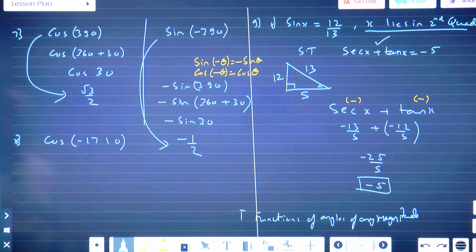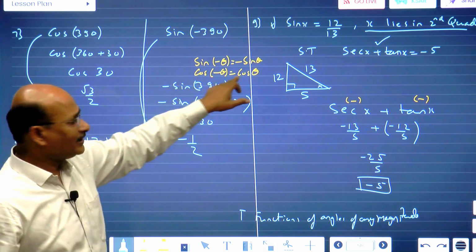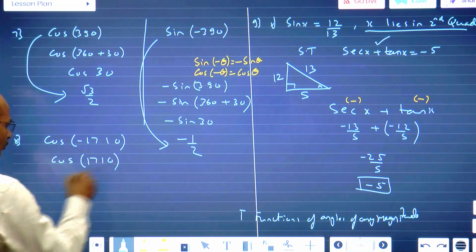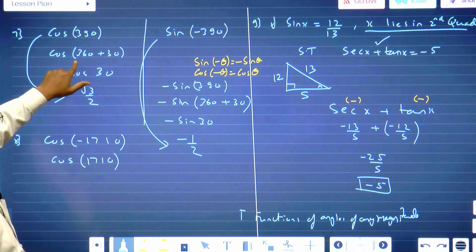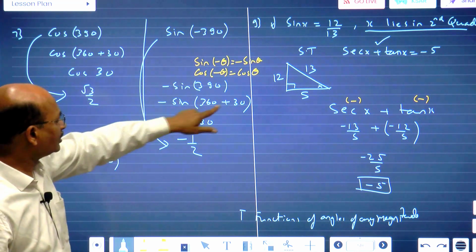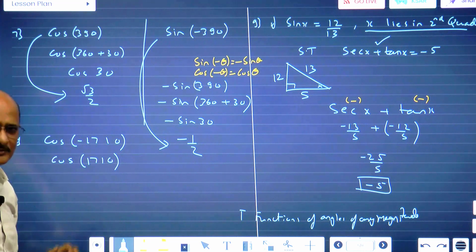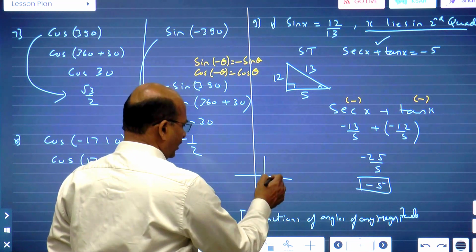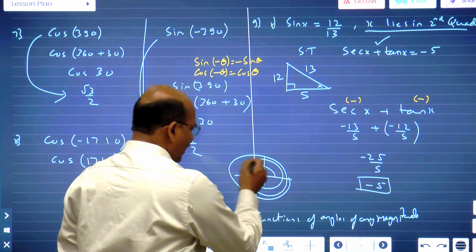Let's come to the third question. Just now I told you cos of minus theta is cos theta only, so I'll just ignore the negative sign. So cos of 1710. If you see this clearly, I can write this in terms of the acute angle formula, 360 plus 30 and so on. But here, I can't write 360 plus 1000, whatever the value comes up. I can write n number of rotations. Remember, with n number of rotations, the value remains unchanged. 360 is one rotation, another 360, like that.